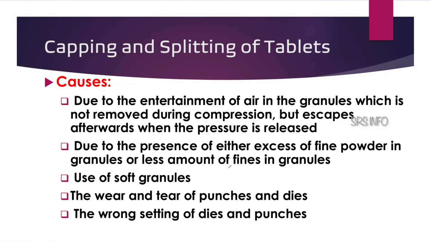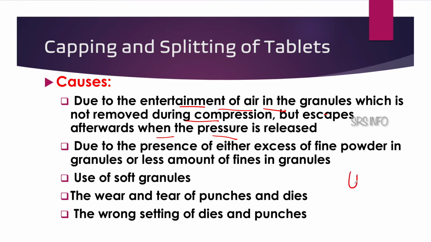So what are the main causes of this capping and splitting? Due to entrainment of air in the granules. Again, notice here, granulation is one of the most important steps in the production of tablets. Due to the entrainment of air in the granules, which is not removed during compression but escapes afterwards when the pressure is released. This is one of the main causes by which capping and splitting happens. The granules have to be free from air. If the granules are not free from the air bubbles, it cannot be removed during compression.